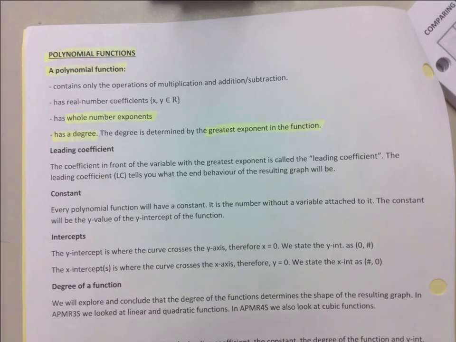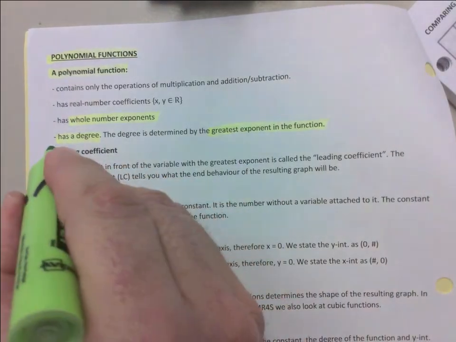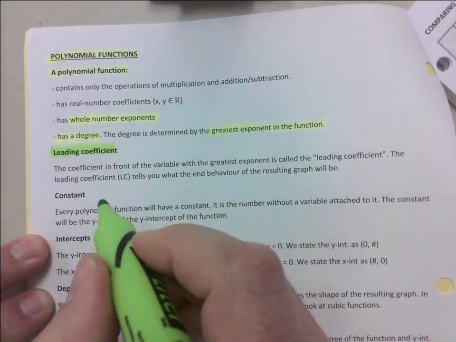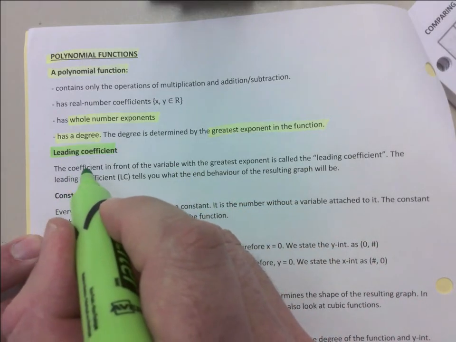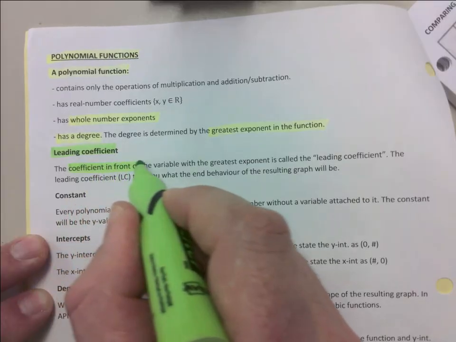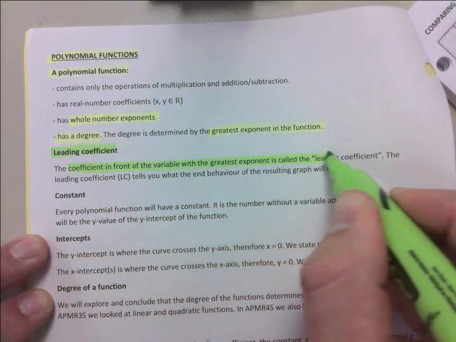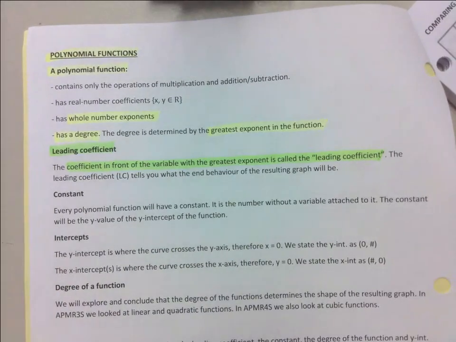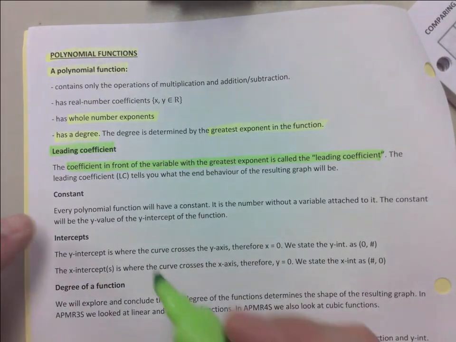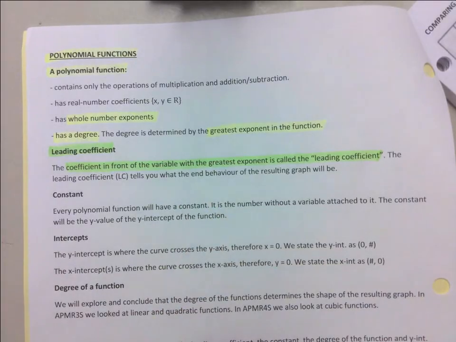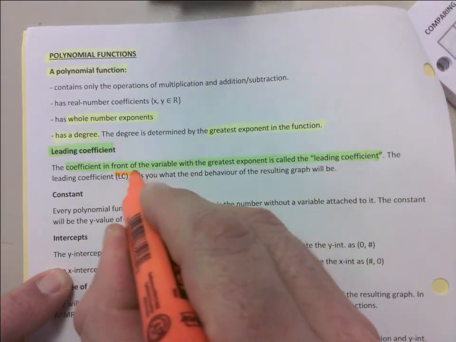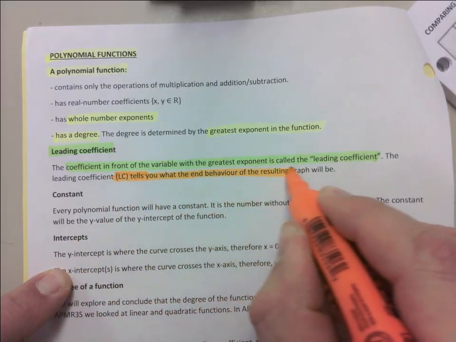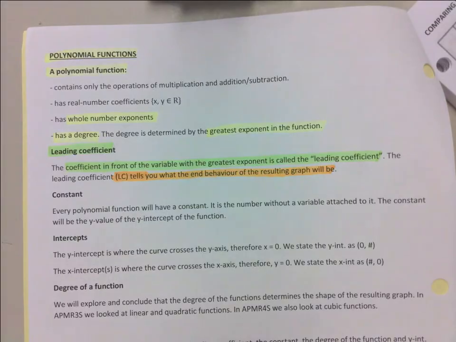The greatest exponent that you can possibly find in that equation gives you the degree of the function. Then we have leading coefficients. Okay, the leading coefficient. The number in front of the variable with the greatest exponent is called the leading coefficient. And it tells us the end behavior of the resulting graph. Okay, the LC tells you the end behavior of the resulting graph. That's very important.